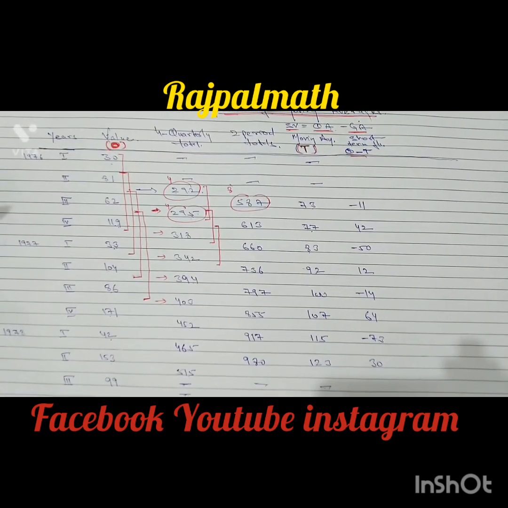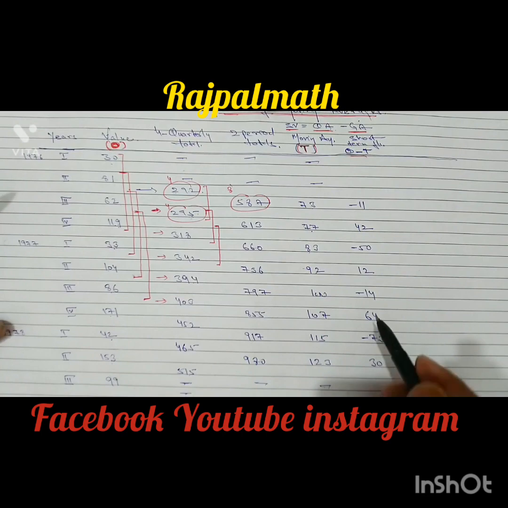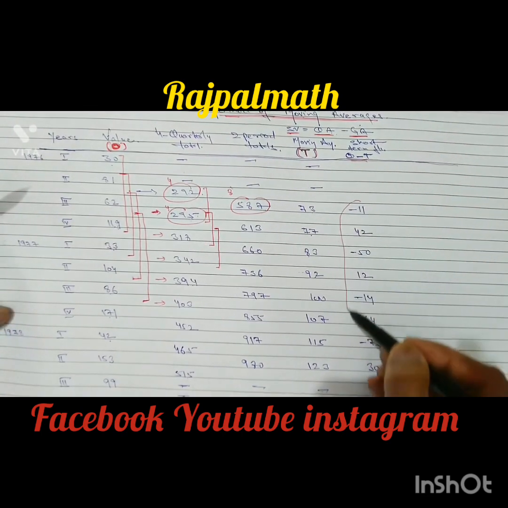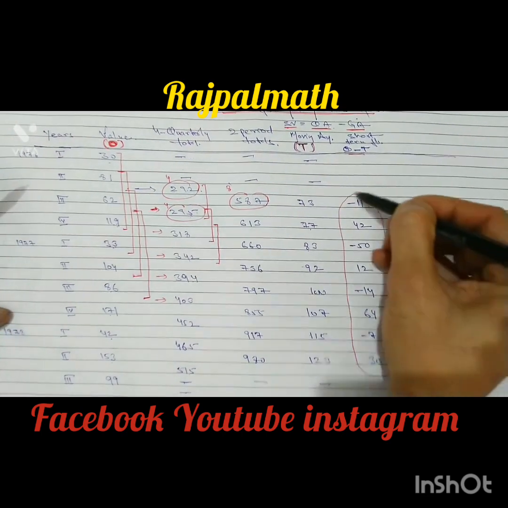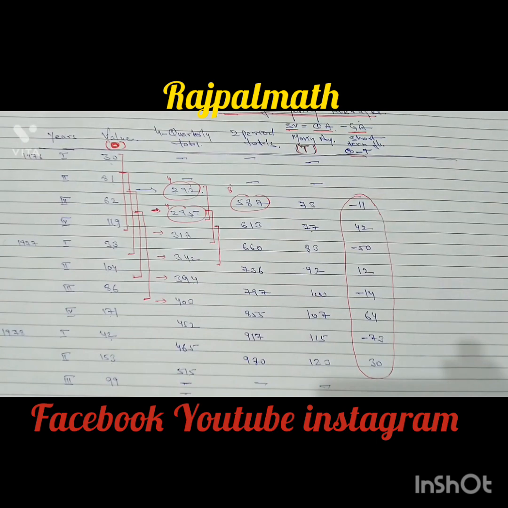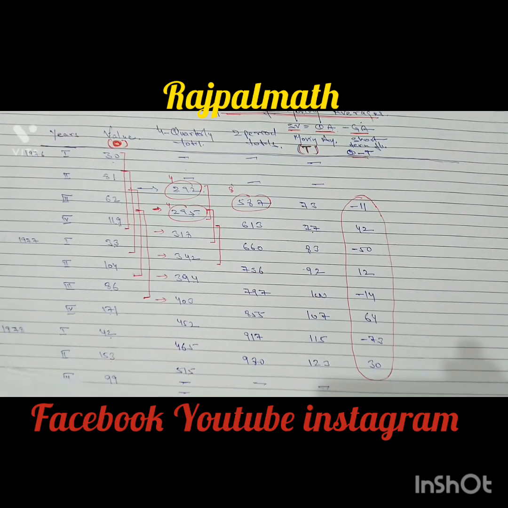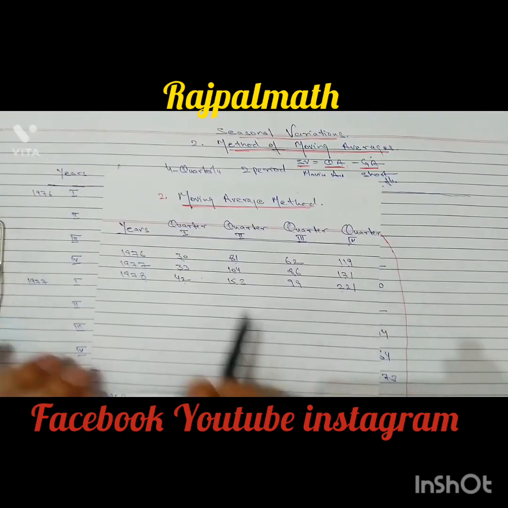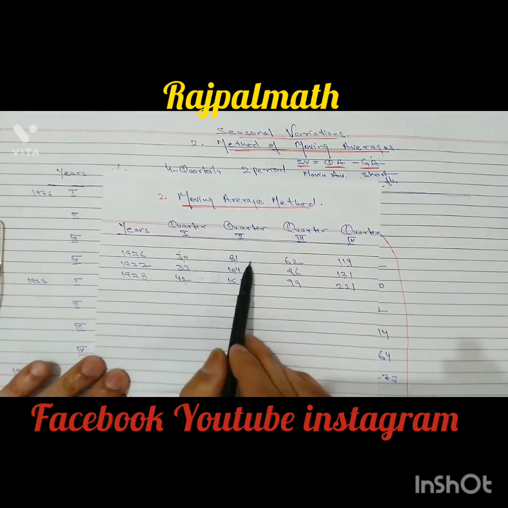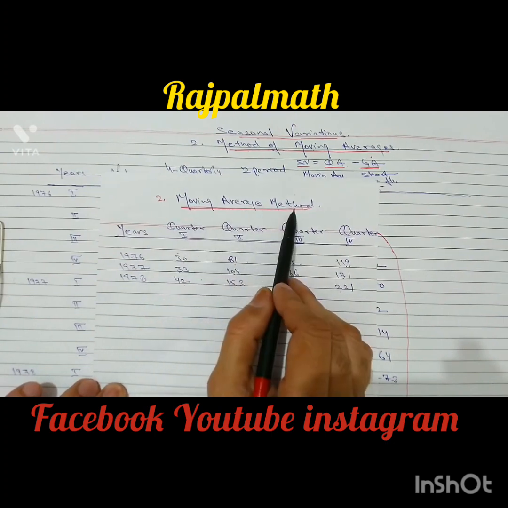These are O minus T values, means short term fluctuations. Now our sum was to find seasonal variations by method of moving average.